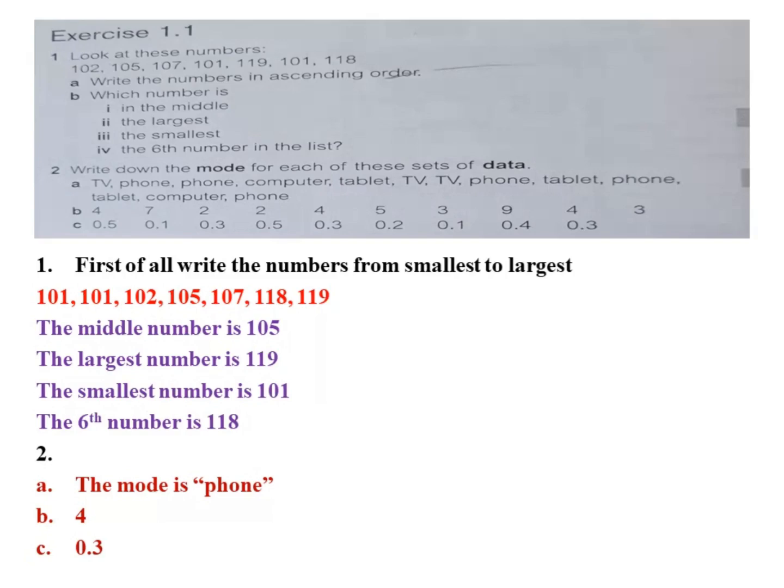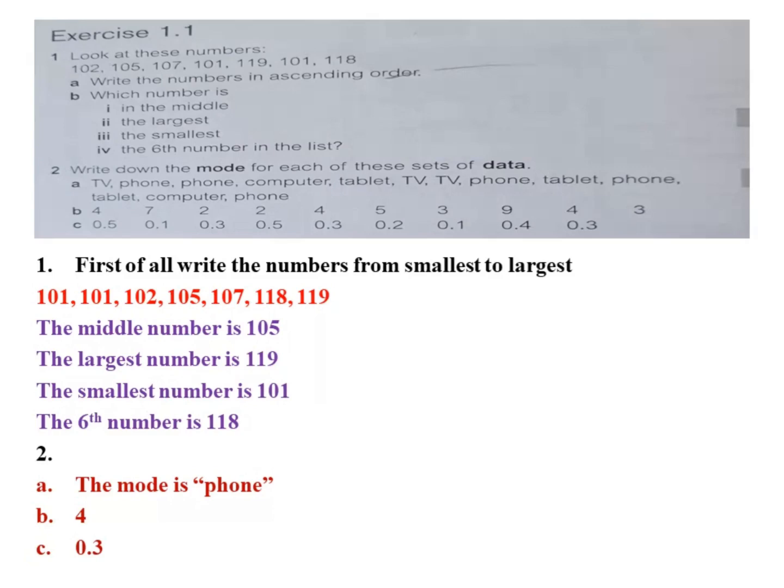Coming to the second question, it says to write down the mode for each of these sets of data. The set in serial number A is a set of words, very familiar words for all of you, like TV, phone, computer, tablet, etc. Looking at these words, you will be able to identify which word has been repeated most. By looking at this particular set of words, the phone is the mode.